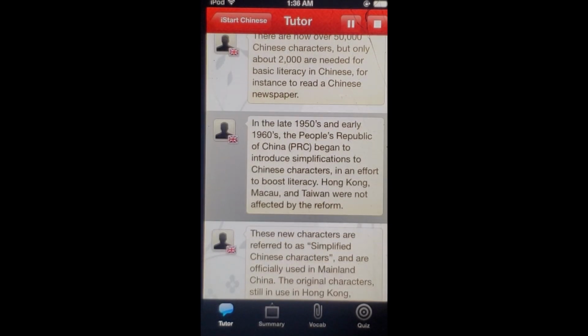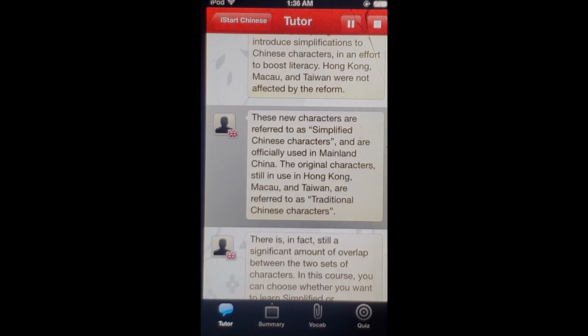In the late 1950s and early 60s, the People's Republic of China began to introduce simplifications to Chinese characters in an effort to boost literacy. Hong Kong, Macau, and Taiwan were not affected by the reform. These new characters are referred to as simplified Chinese characters and are officially used in mainland China. The original characters, still in use in Hong Kong, Macau, and Taiwan, are referred to as traditional Chinese characters.